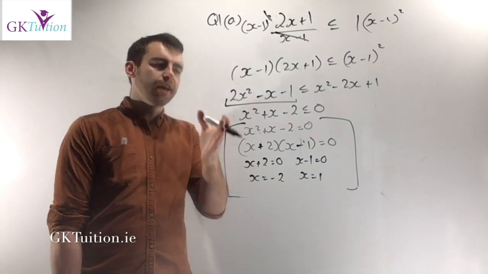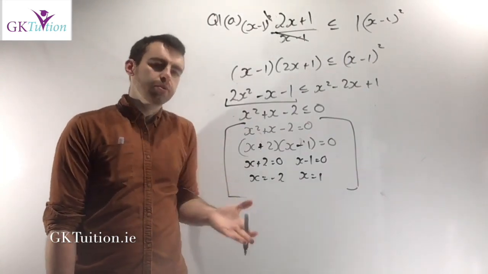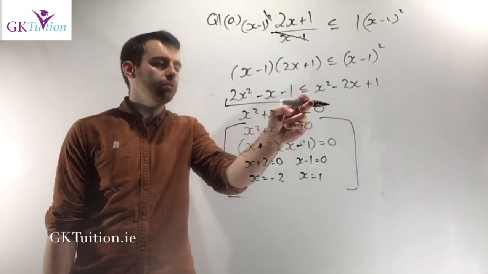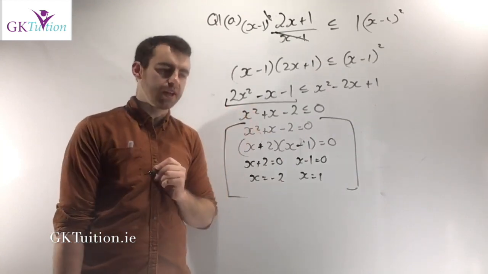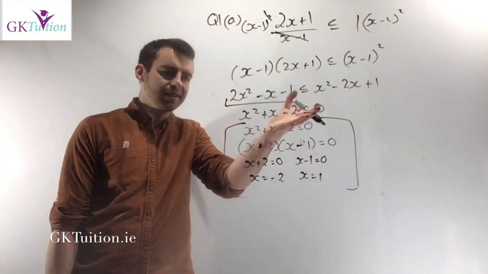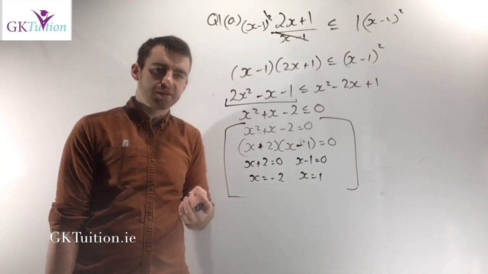Which if we multiply it out, we get to this stage, where we have an x squared, an x, and a number. So you move everything to one side and you get the quadratic x squared plus x minus 2 is less than or equal to 0. Ultimately, that is the question I'm trying to answer. When is the quadratic, the range of values of x for which this quadratic is less than or equal to 0? But in order to answer that, I need to be able to draw a sketch of my graph.